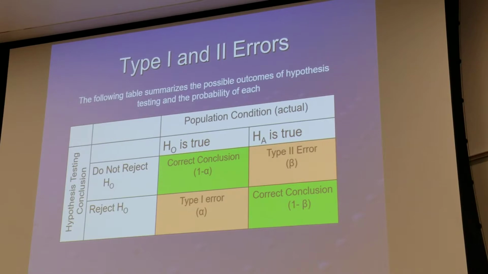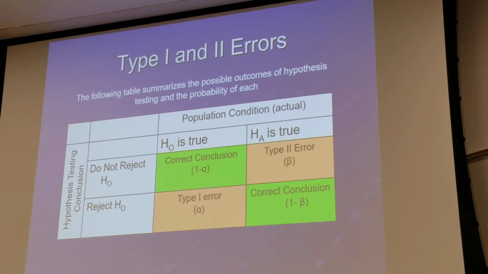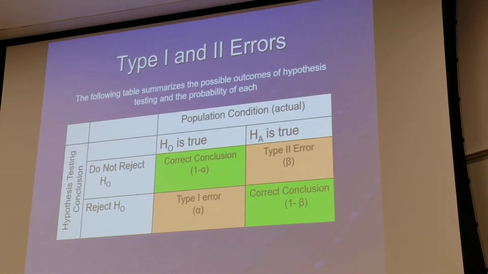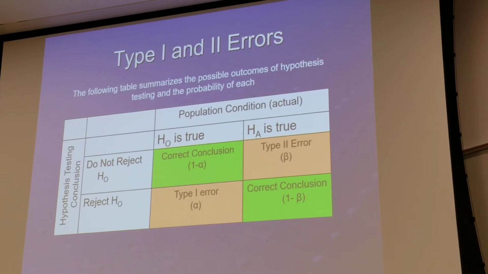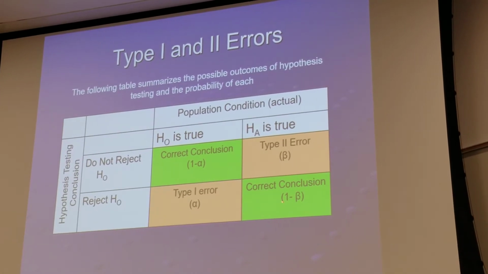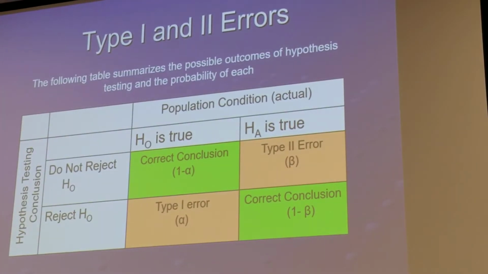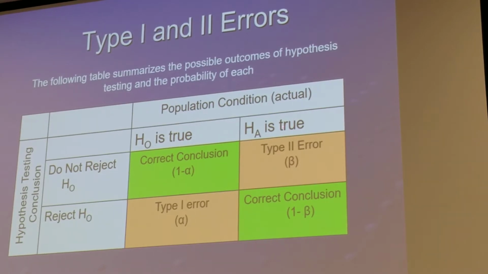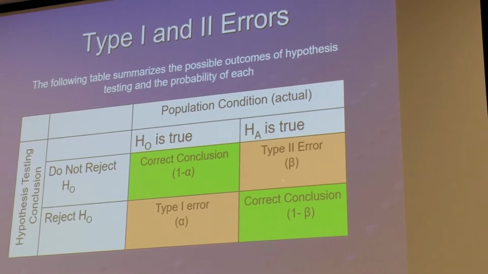So if the null is true and you reject it, you might never know you made it. You just need to know there's a 5% chance I did it wrong. If the alternative is true and you decided to reject the null, that was the right thing to do. You should reject the null because then you think the alternative is true and it is true. That happens 1 minus beta of the time. And if the alternative is true, but you accept the null, that's a type 2 error.